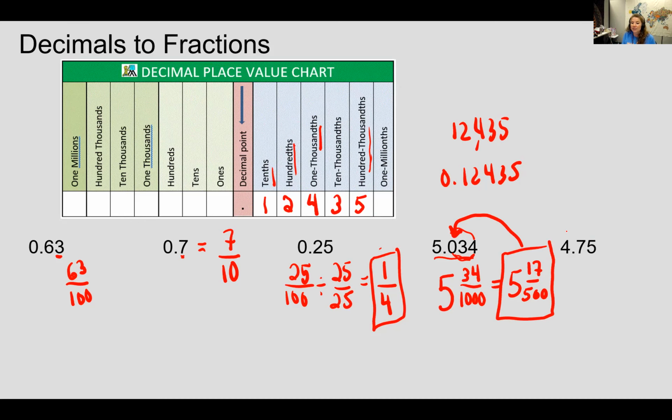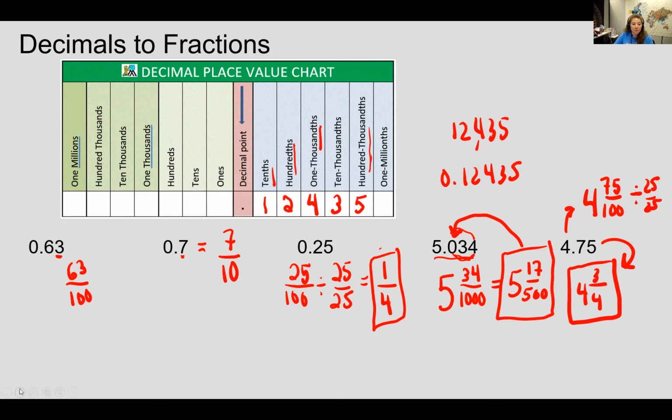All right, let's look at the last one. We're going to leave that whole number a whole number. 4 and, when you see the decimal, you say the word and. 75, what? What place is the 5 in? In the hundredths. 4 and 75 100ths, I could divide 75 and 100 by 25. So 75 divided by 25 is 3, and 100 divided by 25 is 4. So simplified, this fraction is equal to 4 3/4.